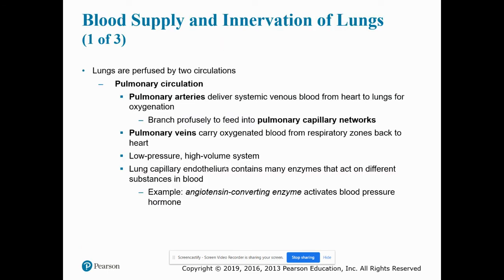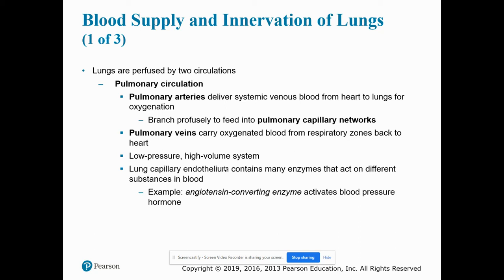Now, lungs are perfused by two circulations. It's kind of like the heart, right? Whenever you look at the heart, you have the blood that's flowing through the heart, that you may have at one point thought is what supplies the oxygen and nutrients to the heart muscle itself, but then you later found out that that's what coronary circulation does. We have kind of a similar situation with the lungs.